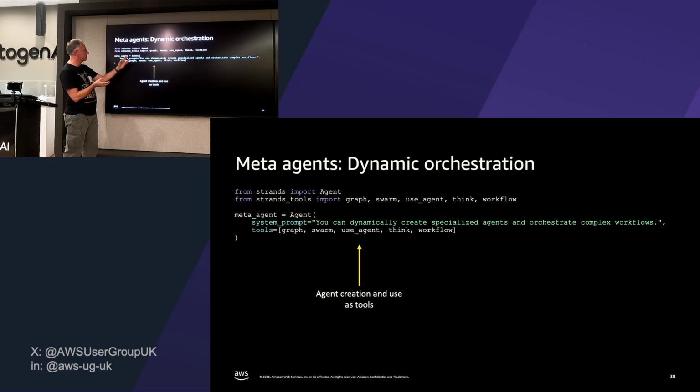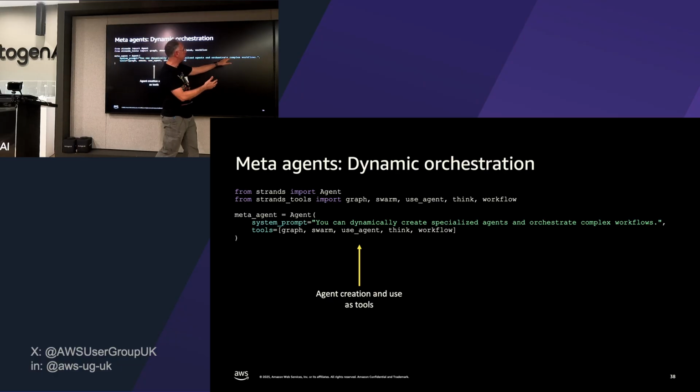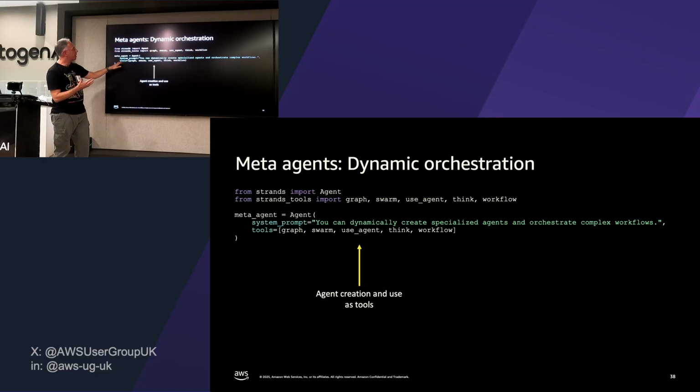In Strands, these things that we saw, the graph, the swarm, and also the use agent as tools, can be passed as tools themselves. So basically here I'm creating an agent where I'm saying you are an agent. Your system prompt tells you can dynamically create specialized agents and orchestrate their workflow. And to do so, you have access to these tools.